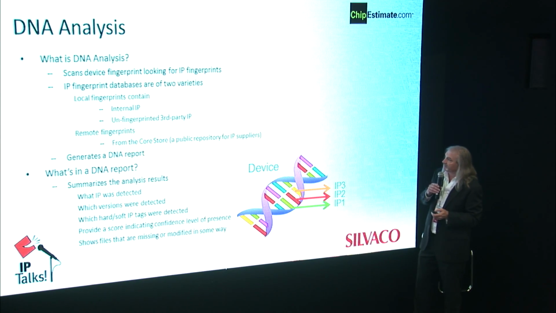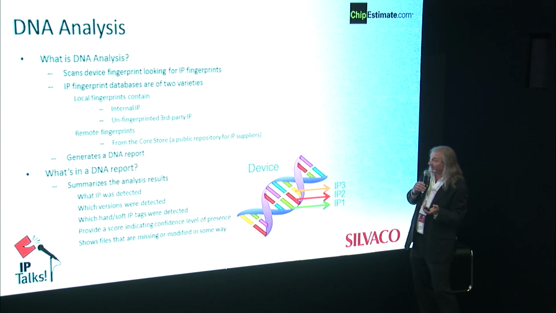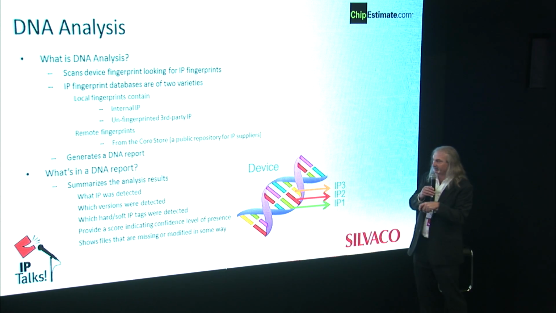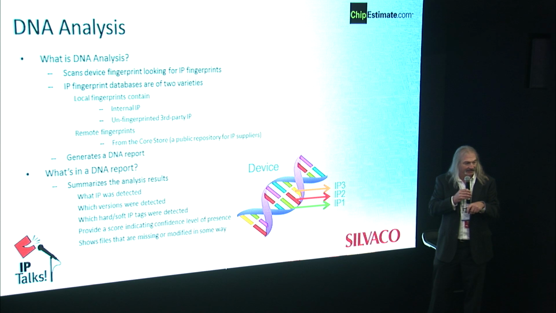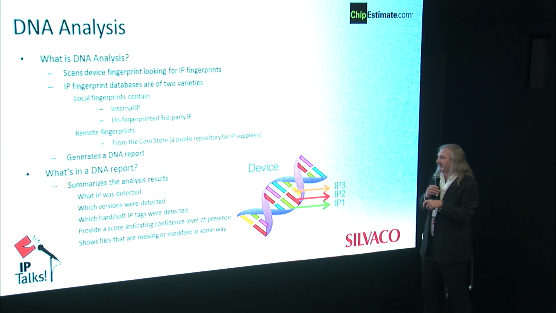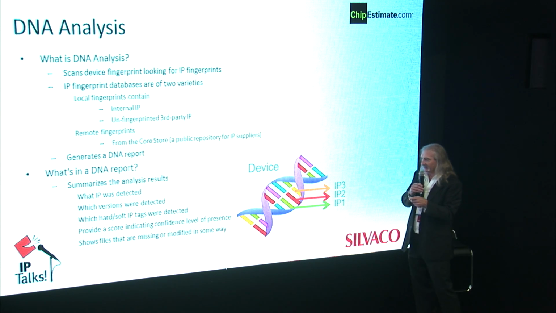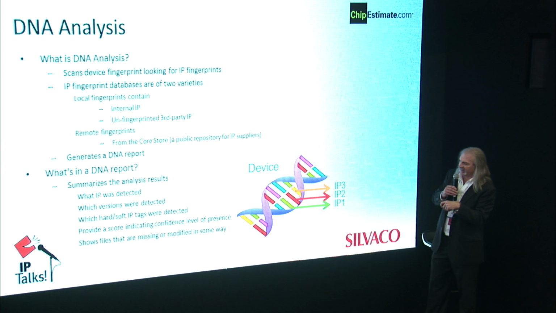Okay, so what's in the DNA analysis? I said it scans a chip looking for fingerprints. Fingerprints can contain your internal IP as well as your third-party IP. It pulls them remotely from the core store and generates a DNA report. And the DNA report will tell you what IP was found in the chip, what versions it detected, or maybe multiple versions it detected, what tags were detected, and it gives you a score indicating the confidence level of that, and I'll get into that next.